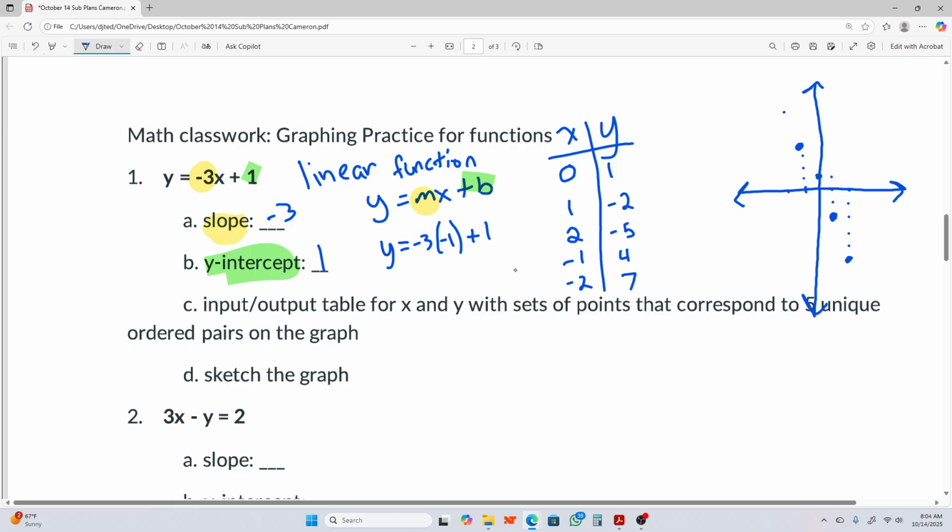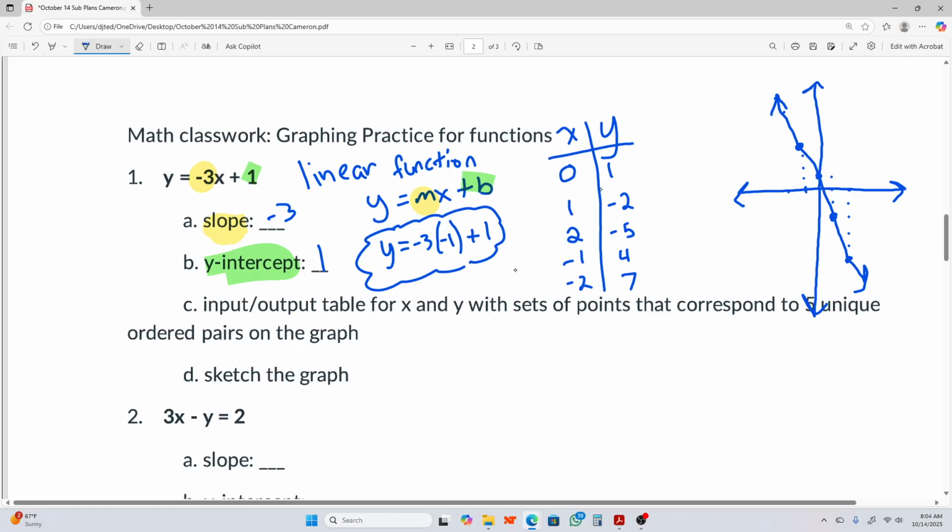Connect your dots. This is really hard for me to do, to make a straight line using my mouse like this. So I expect your line to be a little straighter than mine. Sorry, that's kind of shaky. But that's how it goes. And this is how you use your formula, your equation, to make your input-output table.